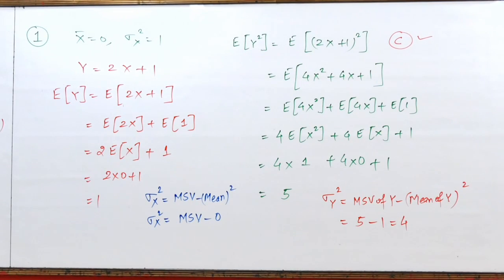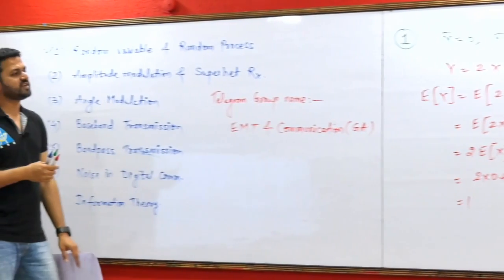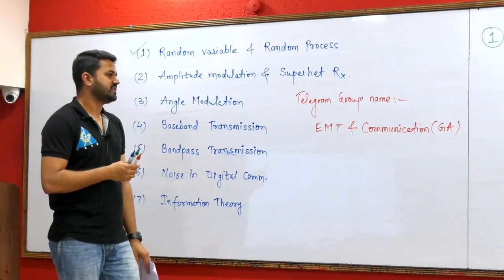How much portion does it cover out of 100? Which portion are you talking about? I am not getting it. Are you talking about the random variable and random process itself? Mayank, how much portion does it cover out of 100? If you are talking about the chapter random variable and random process, then definitely you will get 2 questions from this particular chapter in GATE 21.